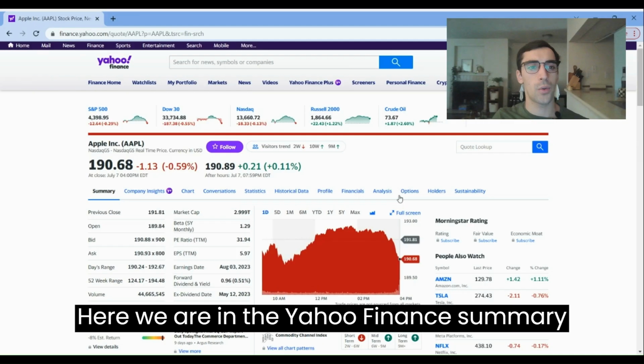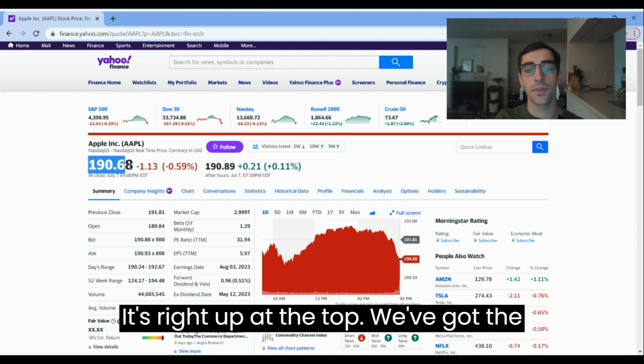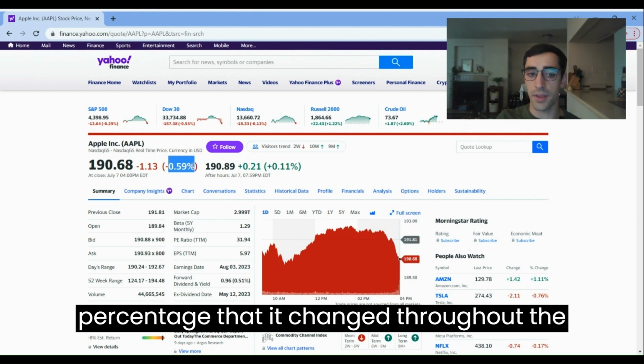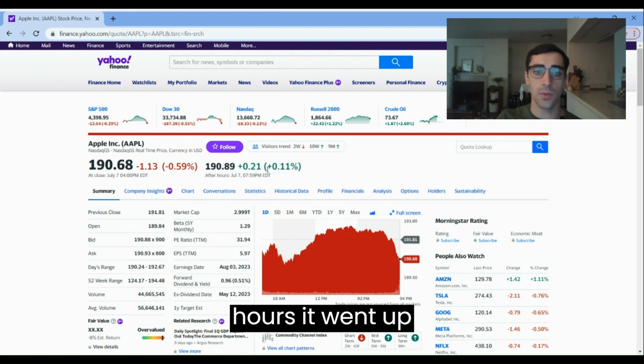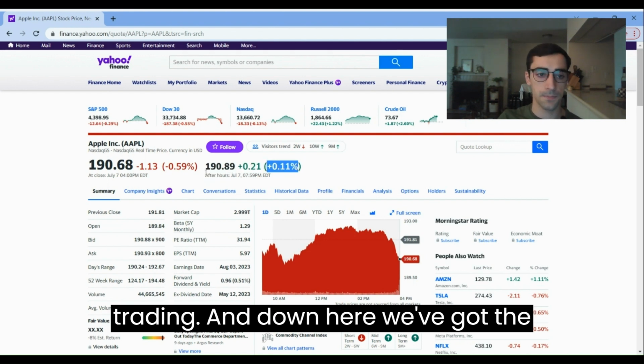on that screen. Here we are on the Yahoo Finance summary page for Apple stock. So right up at the top, we've got the price, and we have the percentage that it changed throughout the day. Then right here, we see after hours, it went up 0.11% in after hours trading.